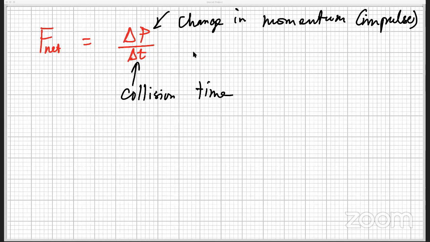Because the collision time is in the denominator, the longer the collision time, the smaller the average force, or the net force. And the shorter the collision time, the larger the average force. Remember, the change in momentum is constant. So if T is bigger, you're going to end up with a smaller F, because when you divide a fixed number by a larger denominator, you get a smaller answer.